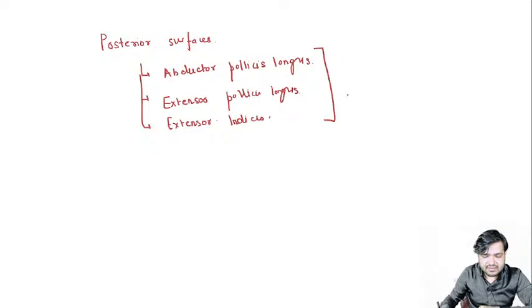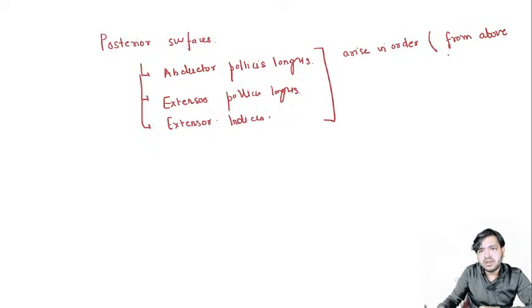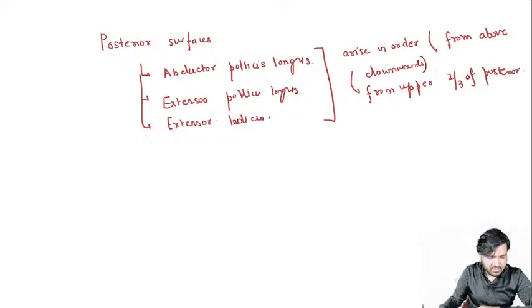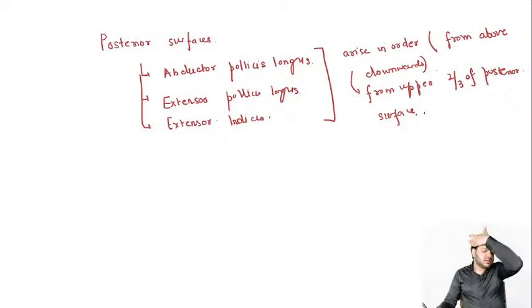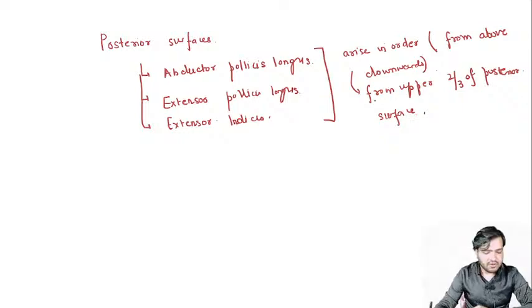Basically they arise in order, and remember basically from above downwards. It is majorly from the upper two-third of the posterior surface. Upper two-third of the posterior surface.